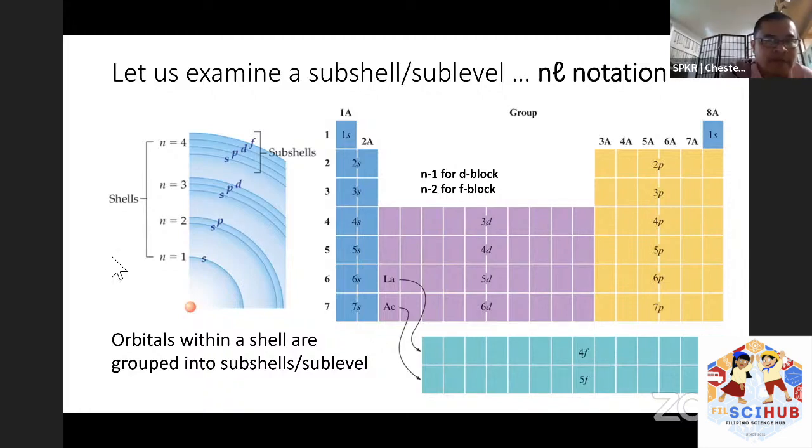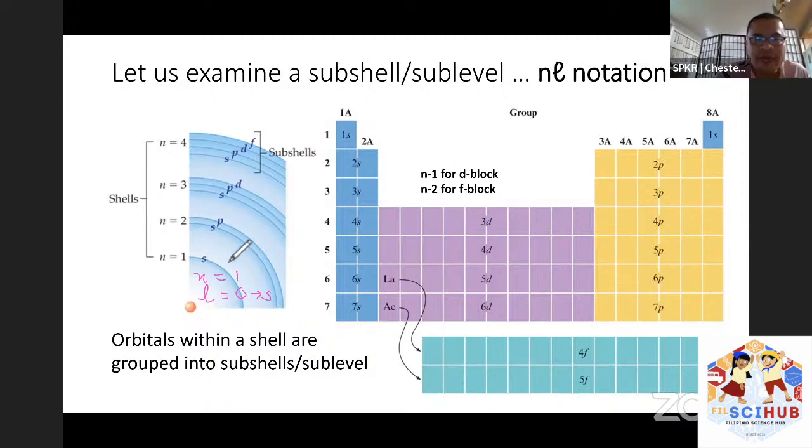Let me use a different color here. So if you have n equals 1, what is the L value? You're going to start from 0, right? So if L equals 0, it means you have no nodal plane, so this is going to be the s orbital. Tama-tama lang, di ba?